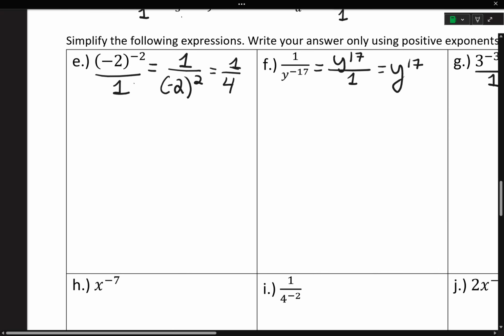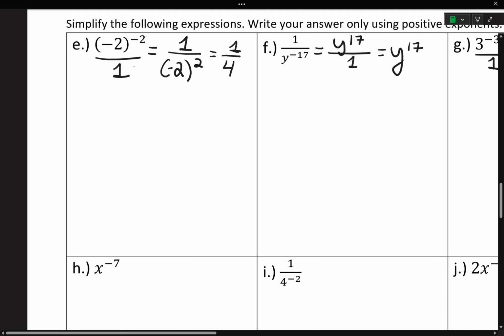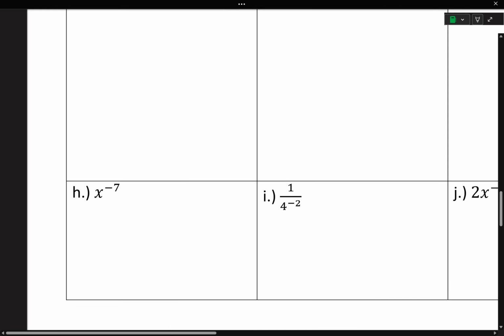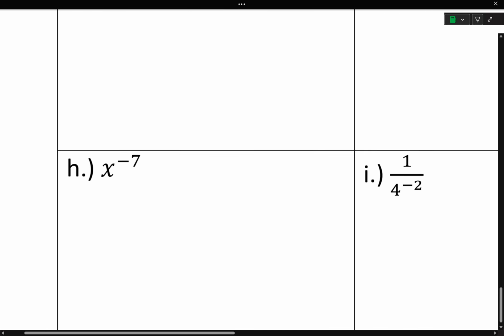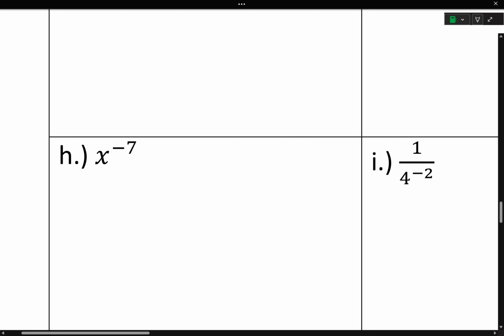Just like I said, you'd pause it, unpause it. So if you're following along at home, pause it, unpause it. Try these on your own. But I'll talk us through them now. Hopefully, you've taken a moment to try. Okay, x to the negative 7th, we're going to flip it, put it in the denominator as x to the positive 7th. And that's as far as I can go.